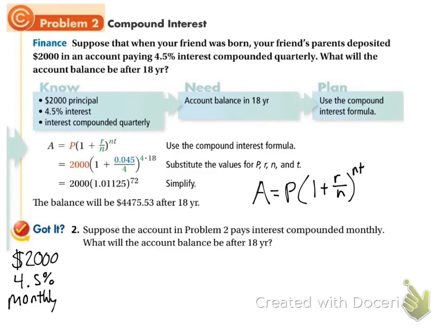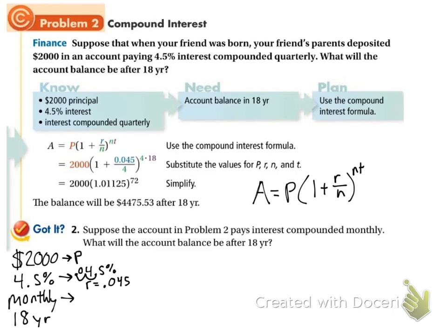What will the account balance be after 18 years? Okay, so how much we put in, that's our P, the 2,000. This is our rate, but we need to change it into a decimal. So if we have 4.5%, we move the decimal 2 times. So R is equal to 0.045.